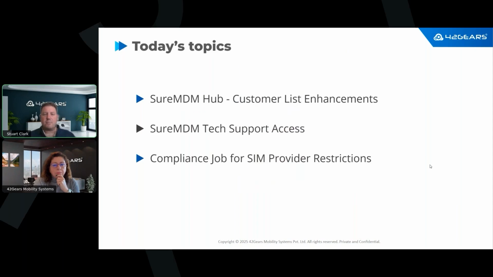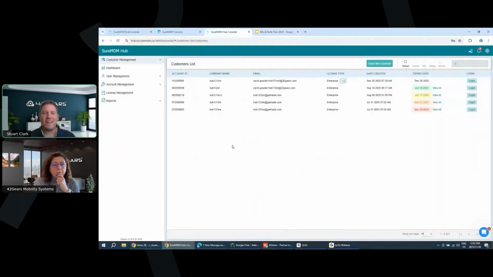So let me hop into my console. As I said, the first one is about some improvements in the SureMDM Hub, and I'll touch on those quickly within this hub that I'm sharing now. For those of you who use this more regularly, you may have noticed some color coding down the expiry date portion of the hub. One step back: as you would have heard many of us, or your account managers, mention on these calls, the hub is something really, really interesting for us.